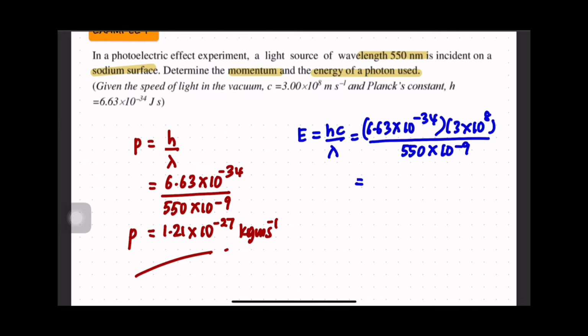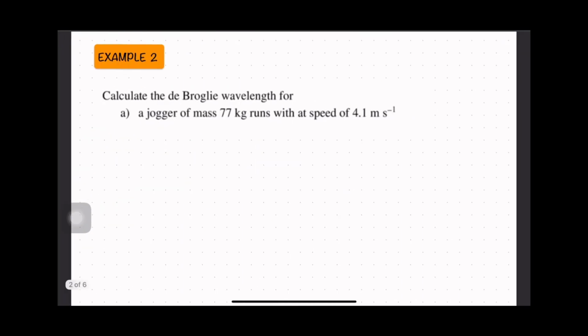Okay. Negative 34 times with 3 times 10 to the power of 8 lah, and divide by 550 exponent negative 9. So 3.62 times 10 to the power of negative 19 joule. Okay. Alright. So next example 2.